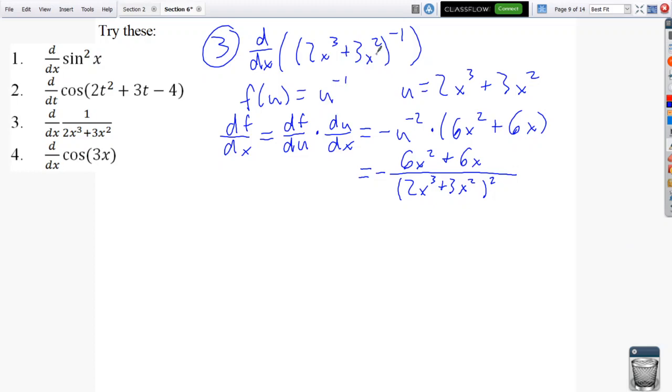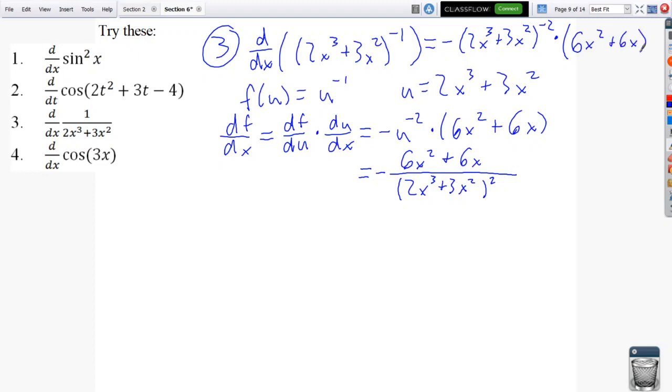Again, if I was up here doing the outside in method, I can probably squeeze that in right here. I would call this the outside function is the negative first power, so I would have negative 2x cubed plus 3x squared to the negative second times the derivative of the something. So again, the derivative of something to the negative first is negative something to the negative second times the derivative of a something, which would be 6x squared plus 6x.